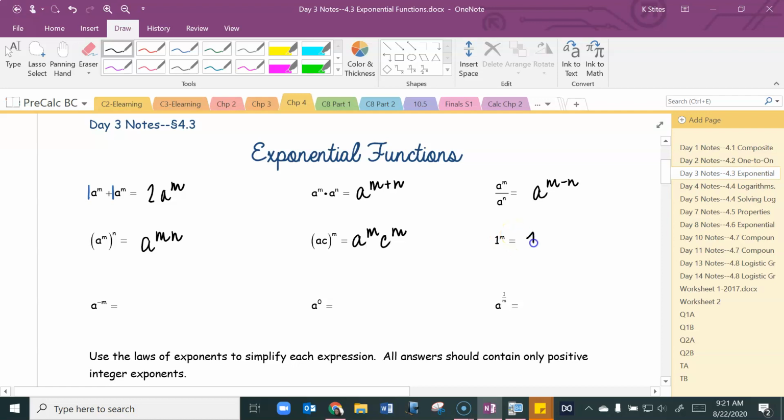1 to any power is just 1. When we have a negative exponent and we're already in the numerator, the whole thing will move to the denominator. Make sure that exponent changes to a positive. Anything to the 0 power is 1. And this one we won't use so much in this unit, but when we have a fractional exponent, it's the same thing as a root. So a to the 1 over m power is really the mth root of a.